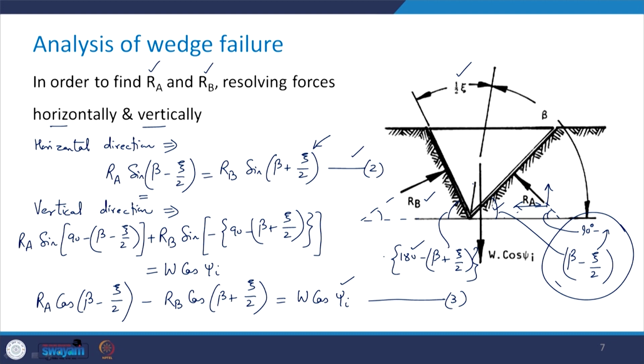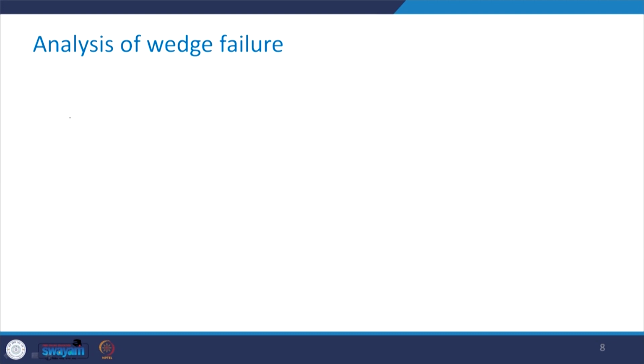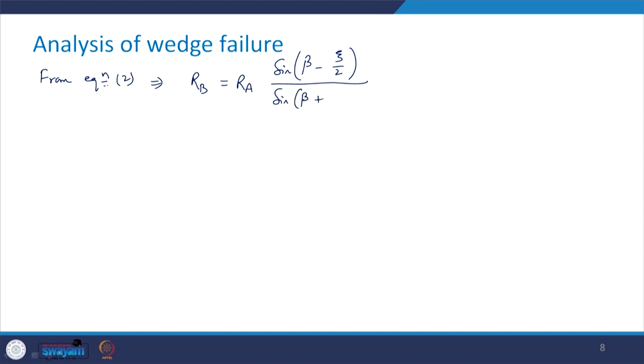Simple trigonometry, and you will be able to get the horizontal as well as the vertical force equilibrium equation. Now, from equation number 2, we can write Rb in terms of Ra. So, Rb can be written as Ra into sine of beta minus zeta by 2 divided by sine of beta plus zeta by 2. Write it as equation number 4. Now, what we do is we substitute this equation 4 in our equation number 3.